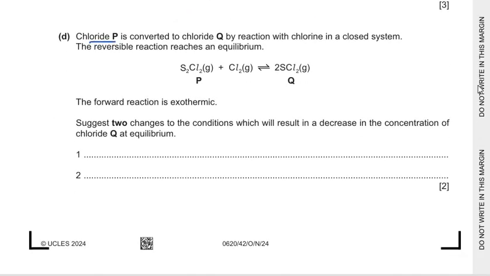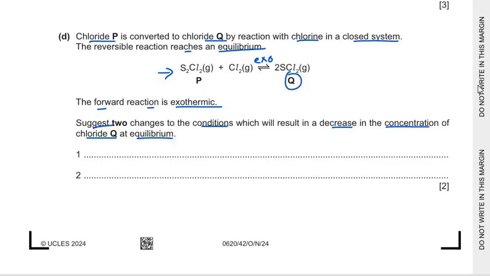Now chloride P is converted to chloride Q by the reaction with chlorine in a closed system, and the reversible reaction reaches an equilibrium, and this is the equation which they have shown here. The forward reaction is exothermic. Suggest 2 changes to the conditions which will result in a decrease in the concentration of chloride Q at equilibrium.